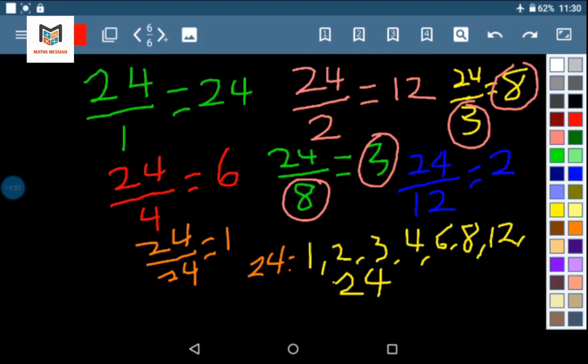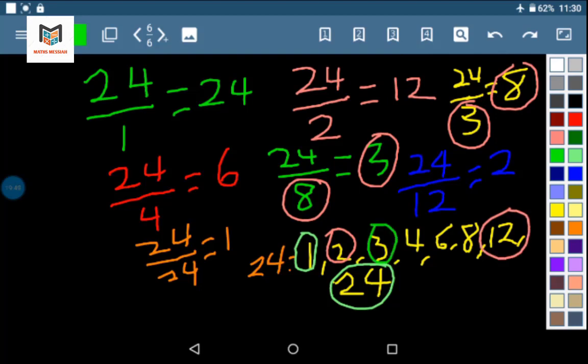If you want to check if all the answers are correct, we take the first one, which is 1, and multiply it by 24. We take the second one, which is 2, and multiply it by 12. Take 3 and multiply it by 8. Then multiply 4 by 6. If you are able to get everything perfect, then it means that you are correct.